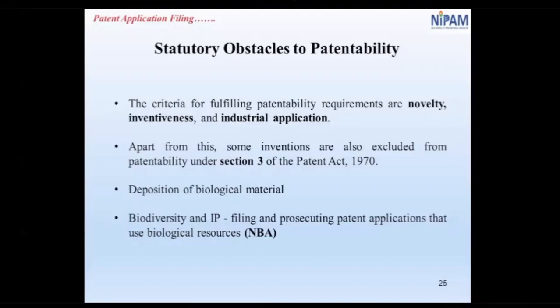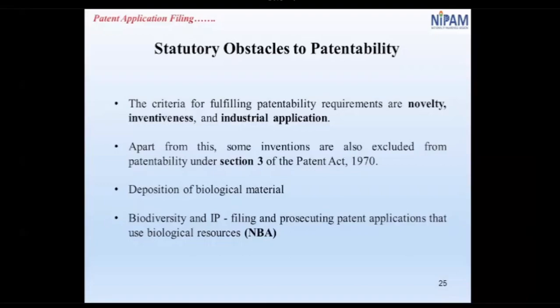So the fourth one, the most vital form of statutory obstacle, is Section 3 non-patentable subject matter under the Indian Patent Act 1970. So what Section 3 says: whenever you are applying for any IP right, you have to clear novelty, right? I have told that, so that's fine. You have to clear inventiveness, that's fine. You have to clear the industrial application part. Most IP applications, or most patent applications, clear all these three things.